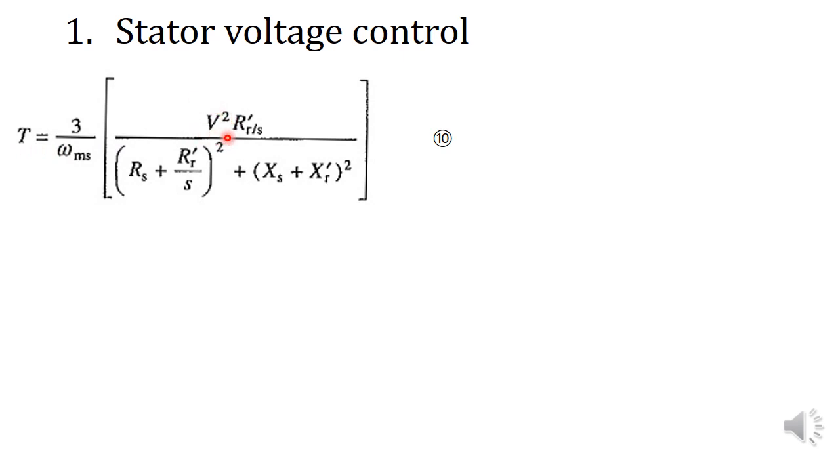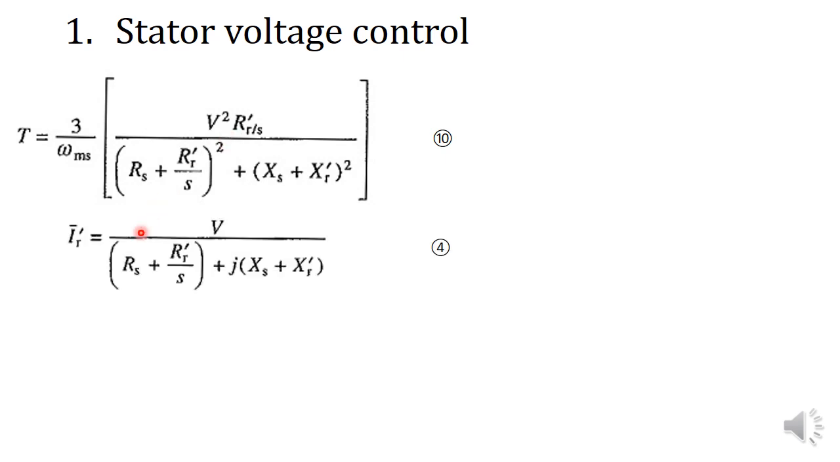Similarly, the equation for rotor current, IR dash is equal to the stator input voltage divided by the impedance. Here also you can see that the rotor current is proportional to voltage for a particular value of slip. So we can conclude that at a particular speed, the torque is proportional to V square and current is proportional to V.